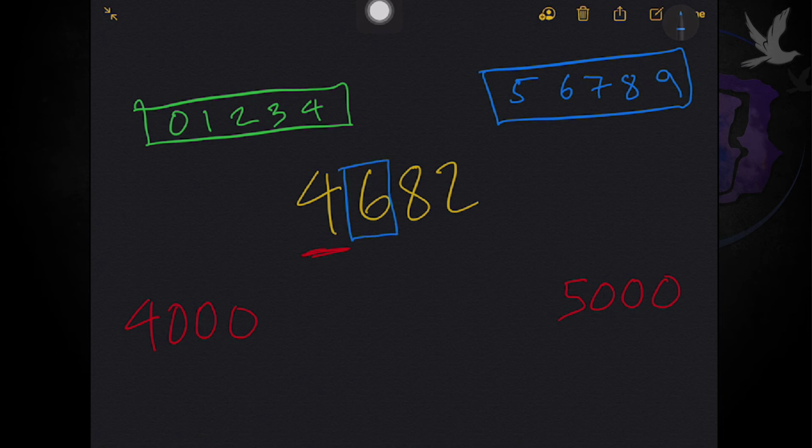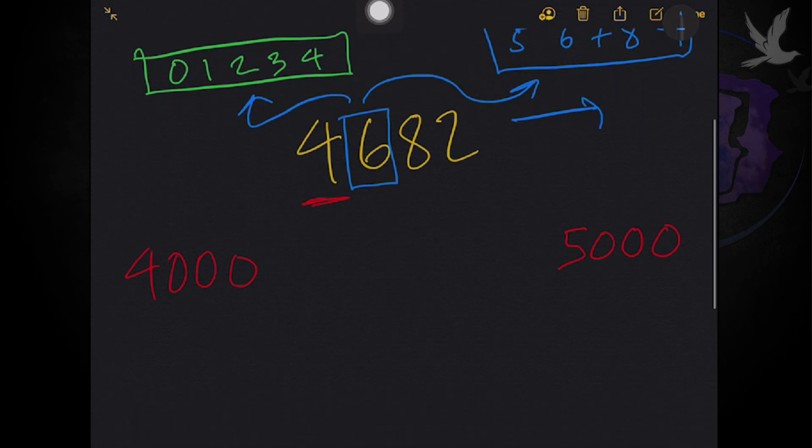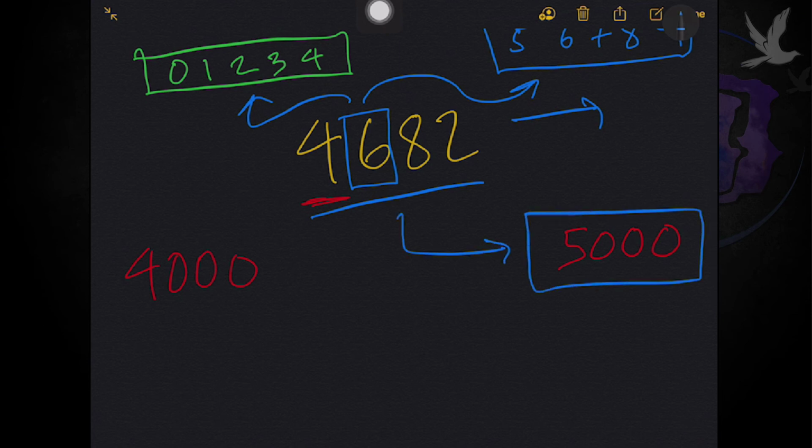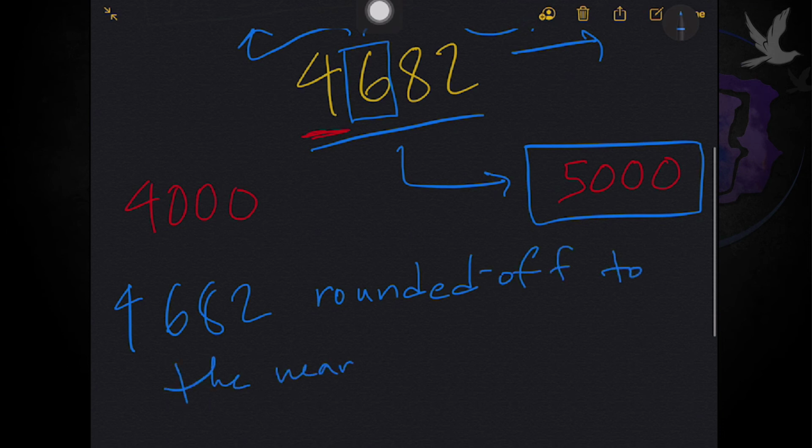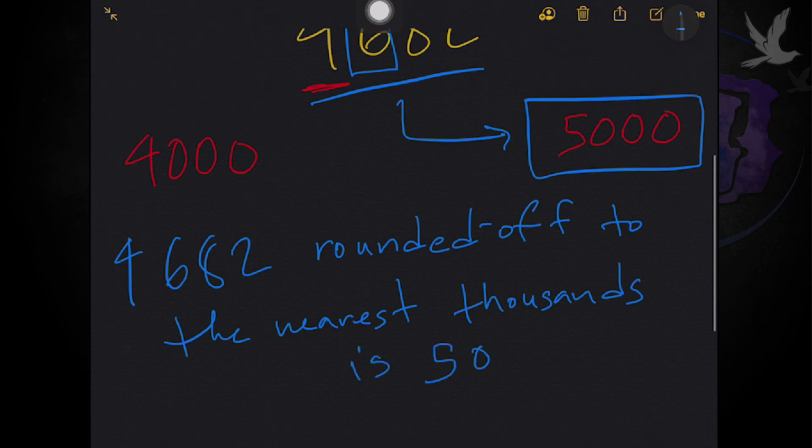All you have to do now is to look for 6 if it belongs to this group or that group. Obviously, it belongs to this group, which means you are supposed to choose the number to our right as well, which is 5,000. So 4,682 rounded off to the nearest thousands is 5,000. Okay, I hope that you were able to get the examples.